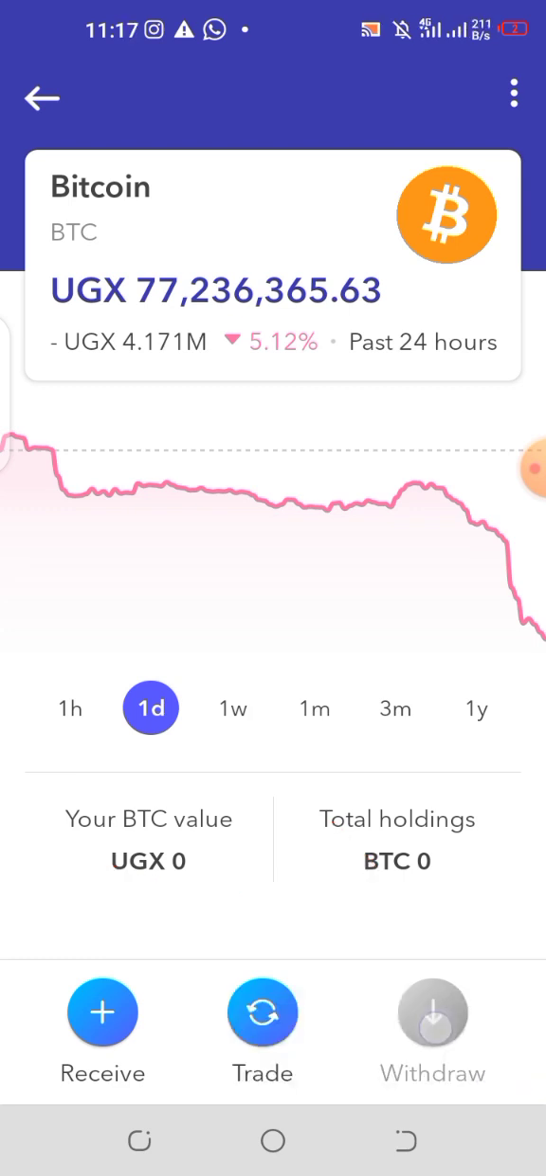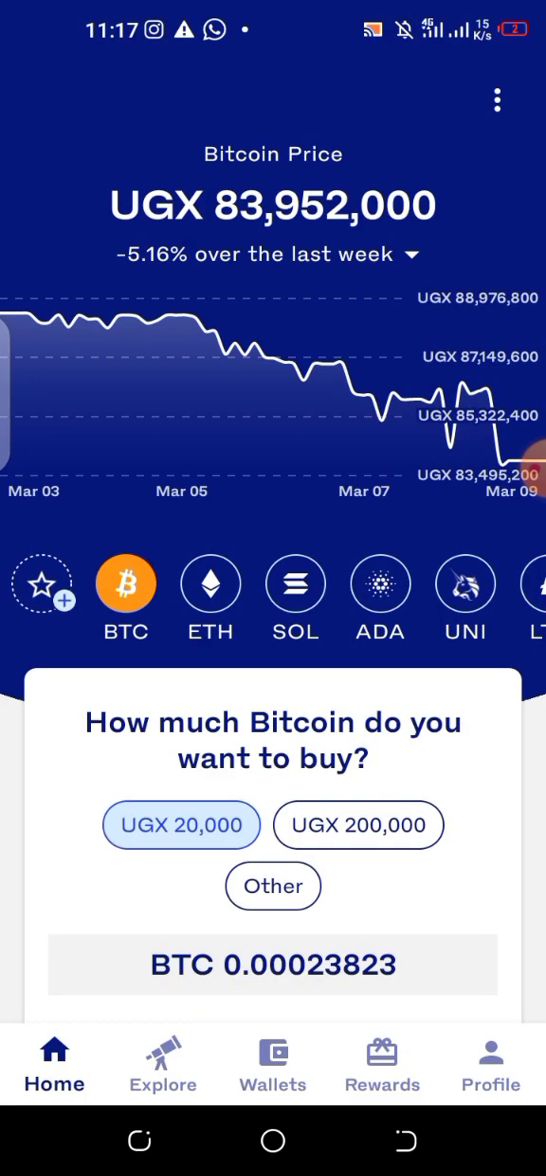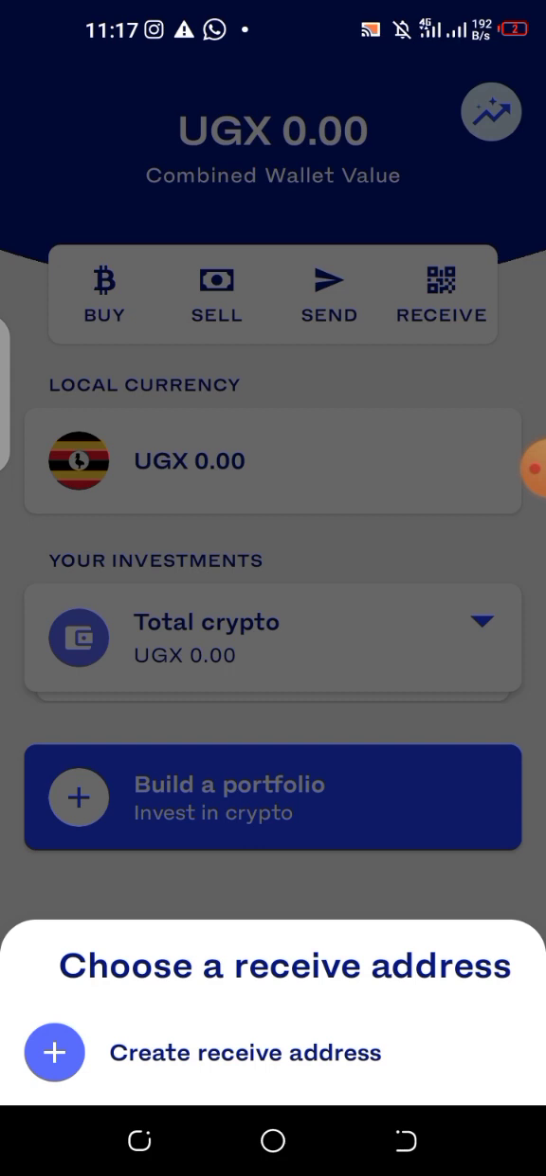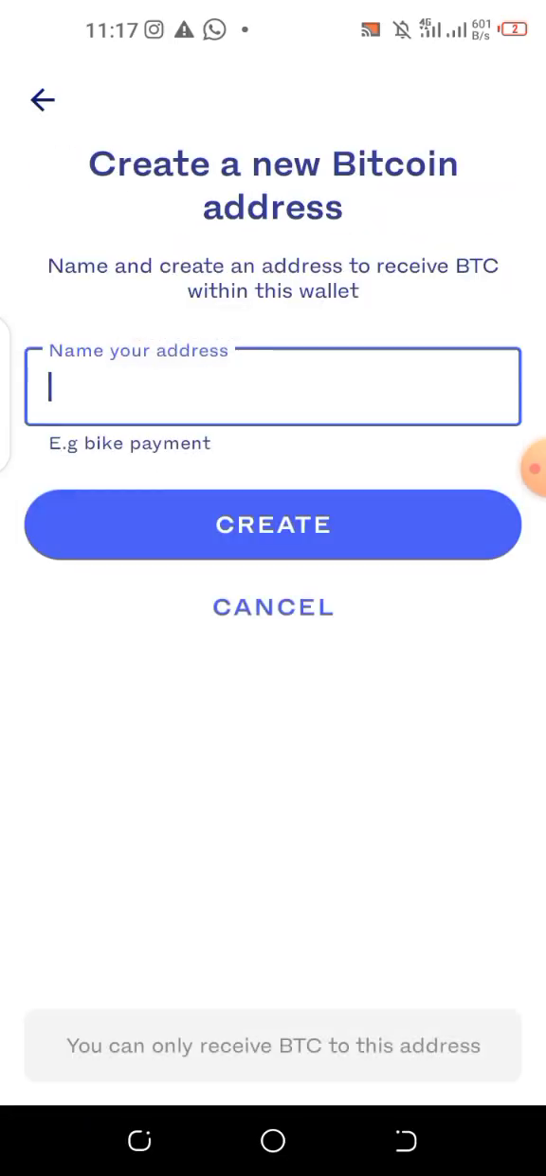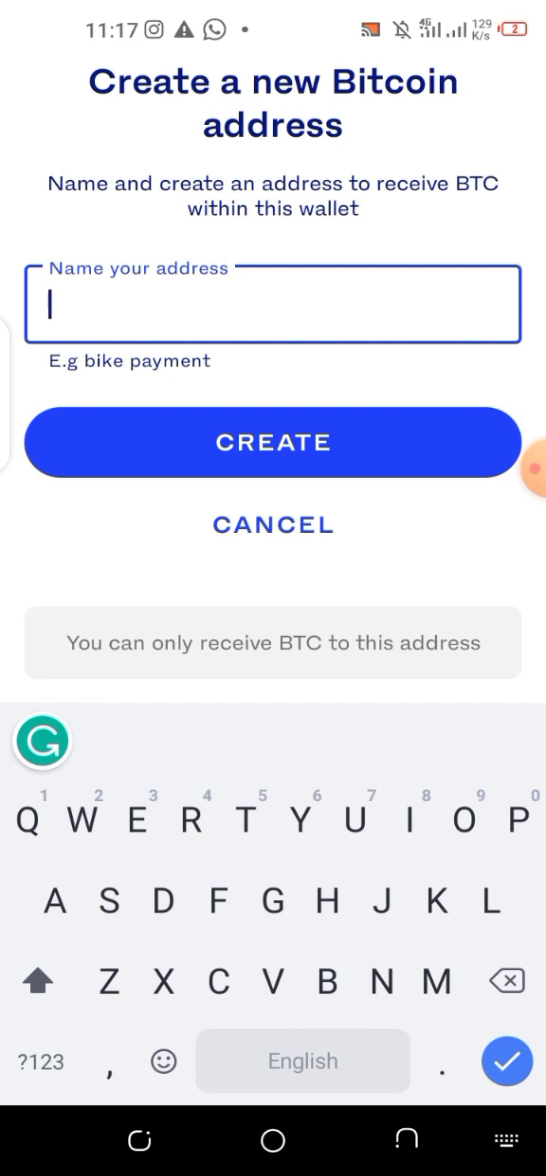So what you do, you come to withdraw. Then after withdrawing, you come to Luno and come to receive. Here you will create a receiving address for BTC. You put in the name of your address. Then you paste this address into your Eversend, so you will be able to receive BTC on your Luno wallet.